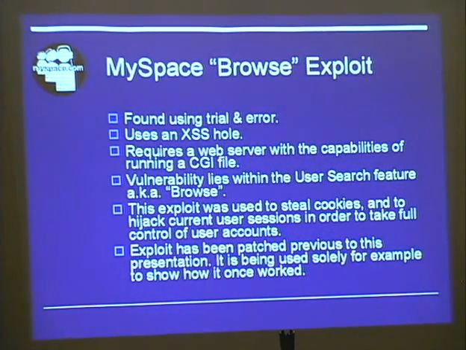The exploit I'm gonna be talking about is actually in the browse function of the site, which is MySpace's version of search. I found it using trial and error, just like I was describing, just plugging it into different URLs, and I found this one. It uses a cross-site scripting hole, obviously. It requires a web server with the capability of running a CGI file, so you need to have your own web server, one that you've either rented out of your house or one that you're buying from a company, just renting for a while. Something that can run a CGI, basically.